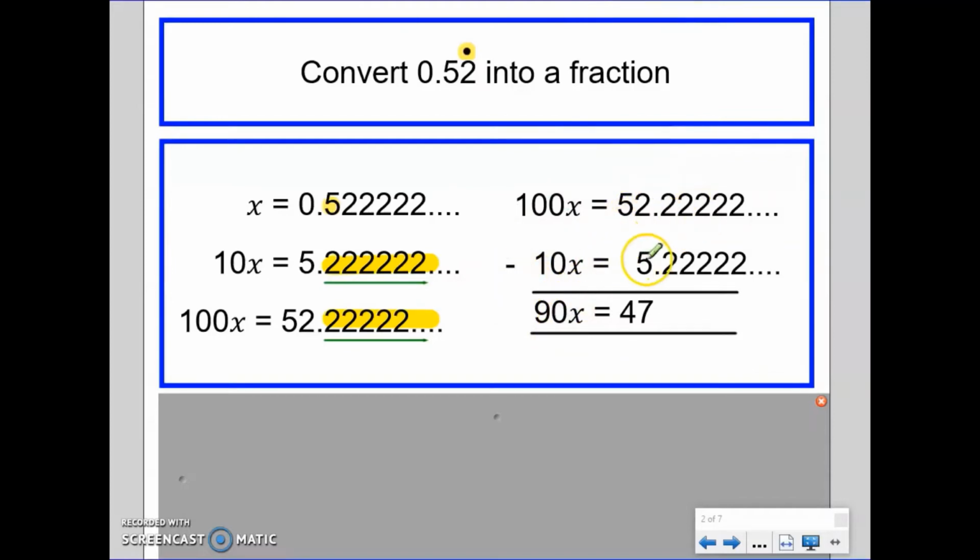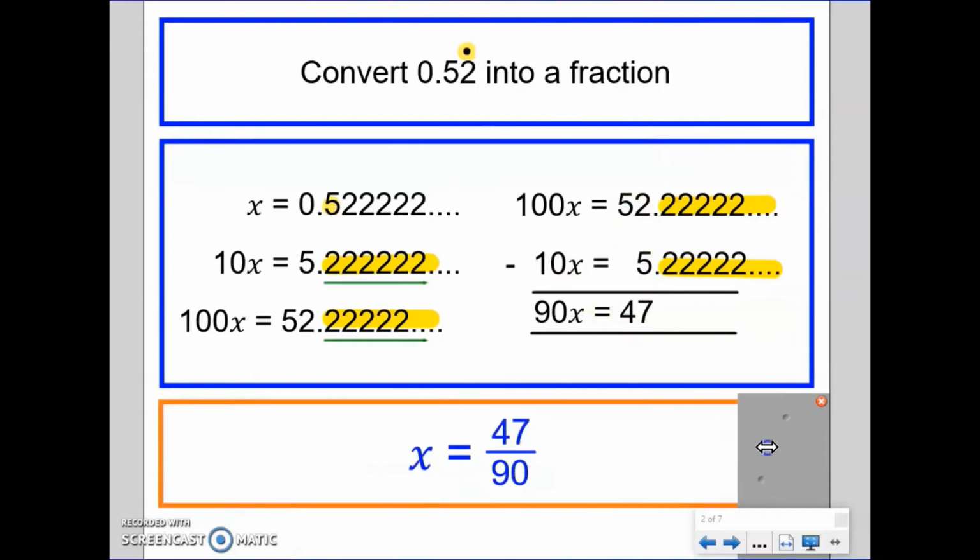52.2 recurring take away 5.2 recurring. The tail of this decimal and the tail of this decimal would cancel out because we're subtracting them, leaving me with 52 take away 5, which leaves me with 47. Then I divide both sides by 90 to tell me that the value of x is 47 over 90. So 0.52 recurring, presented as a fraction, would be 47 over 90.